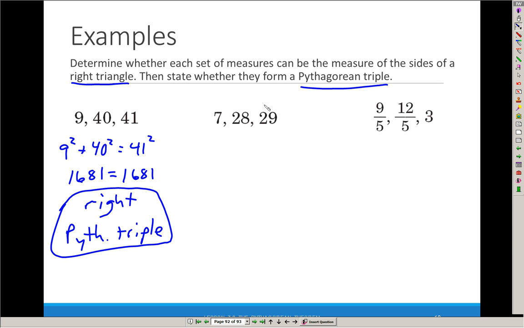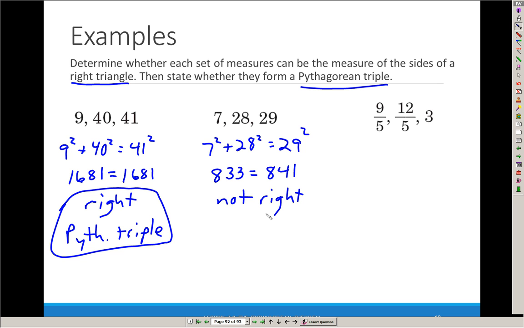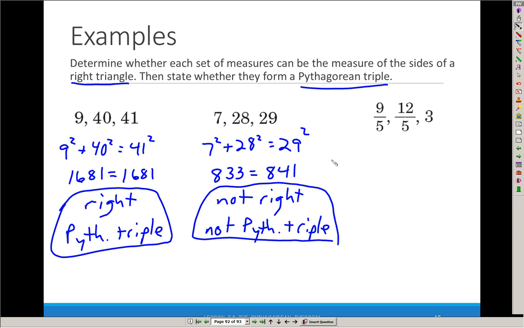This next one, biggest number is 29, so that's C. A squared plus b squared equals c squared. 29 is by itself. 7 squared plus 28 squared is 833. 29 squared is 841. That's not true. So this is not a right triangle. And if it's not a right triangle, there's no way it's a Pythagorean triple. So it's also not a Pythagorean triple. Even though they're integers, since it's not a right triangle, it's absolutely not a Pythagorean triple.